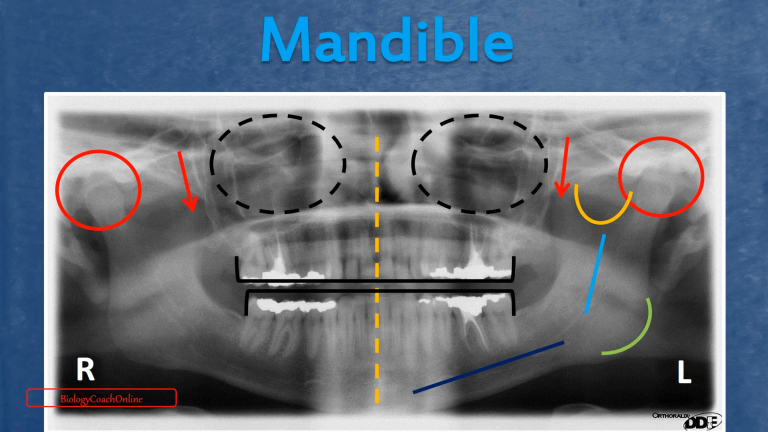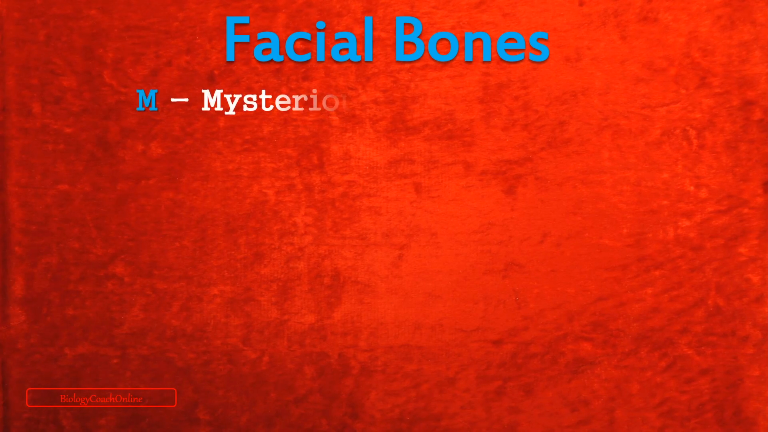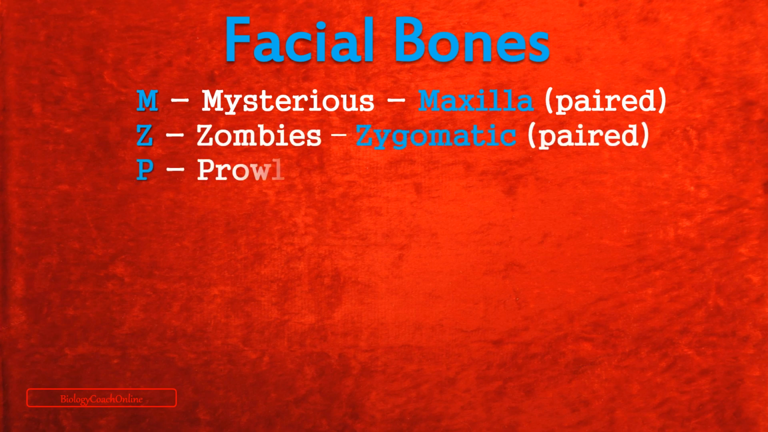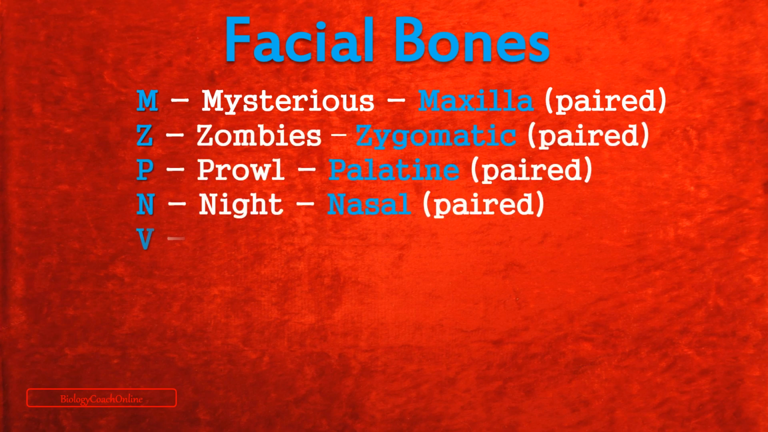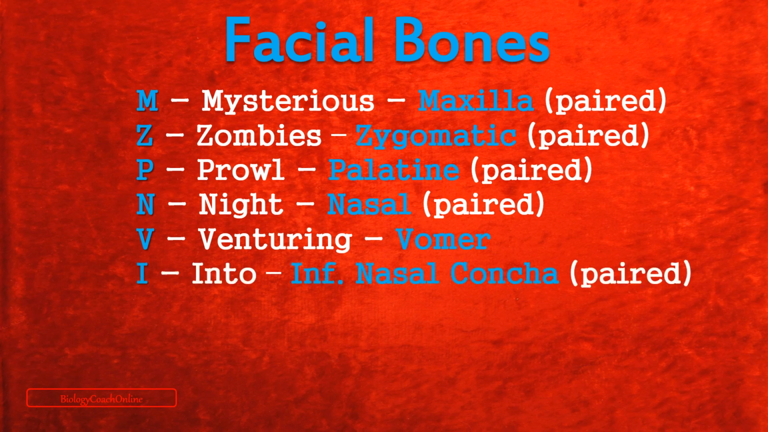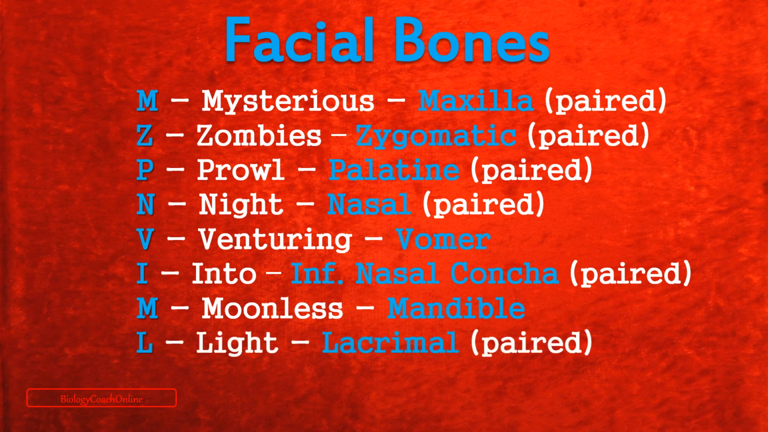Okay, those are the facial bones. So do you need a mnemonic? Here it is. M for maxilla, Z for zygomatic, P for palatine, N for nasal, V for vomer, I for inferior nasal concha, M for mandible, and L for lacrimal. And we have: mysterious zombies prowl the night, venturing into moonless light. Maxilla, zygomatic, palatine, nasal, vomer, inferior nasal concha, mandible, and lacrimal.